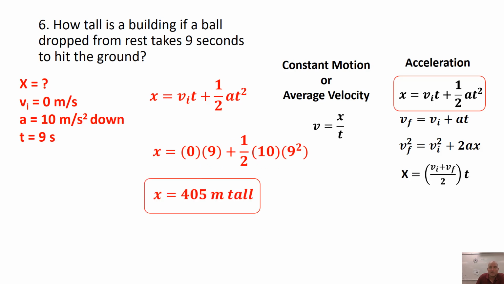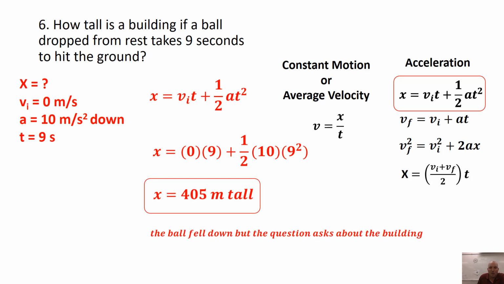Plug in our values, and if you do the math right, when you plug these in, and you can even avoid that if it's 0 times anything, but you don't have to. You can type it in the calculator anyways. If you do it correctly, you're going to get 405 meters tall for these numbers that I had up here. Once again, watch out for rest, and it's dropped, so it's in the air.